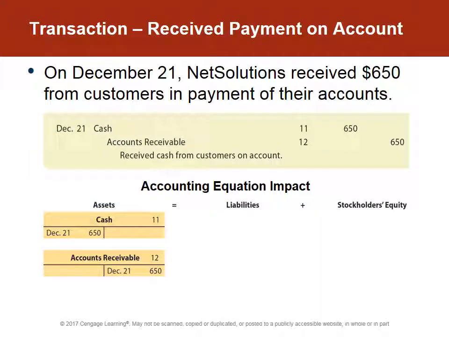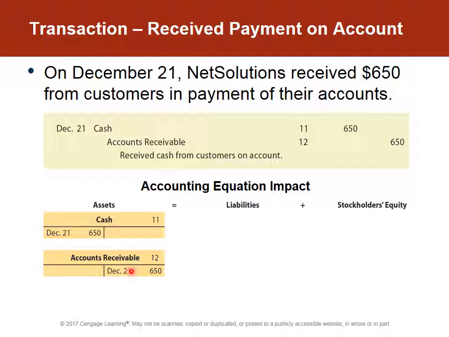Net Solutions received some of the money. Now, this is one I need to stop and get everybody to pay attention to this piece. First of all, it only is a transaction that affects assets. So a customer that owed us money, $650, is going to pay us the cash. So we record the cash, and we record a reduction in our account number 12, accounts receivable.